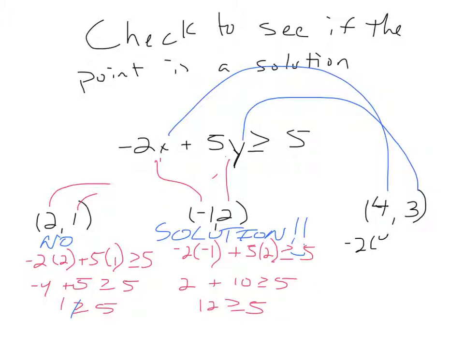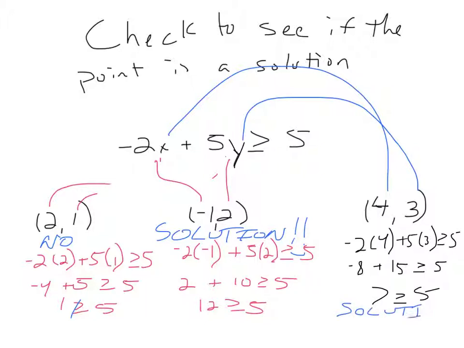Negative 2 times 4 plus 5 times 3, and that's going to be greater than or equal to 5. We will see. Negative 8 plus 15 is greater than or equal to 5. Negative 8 plus 15 is what? I'll wait. What is it? 7. Good. Is 7 greater than or equal to 5? Is that true? Yes! We have a solution.